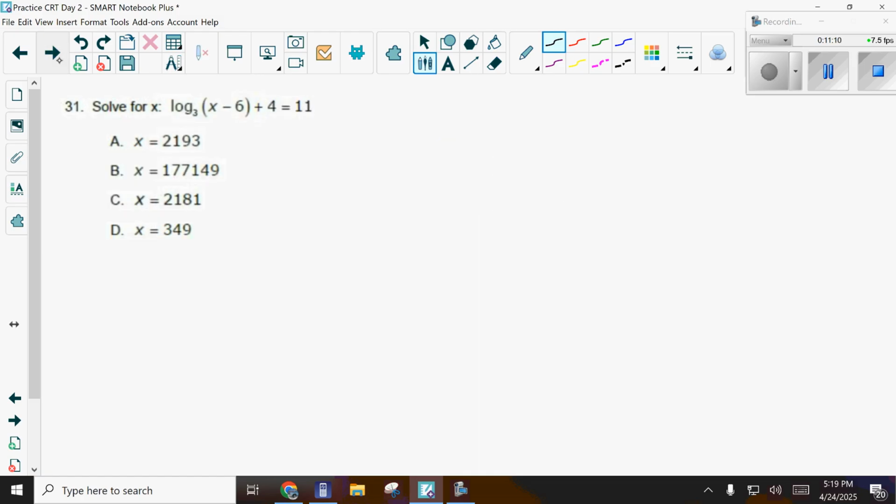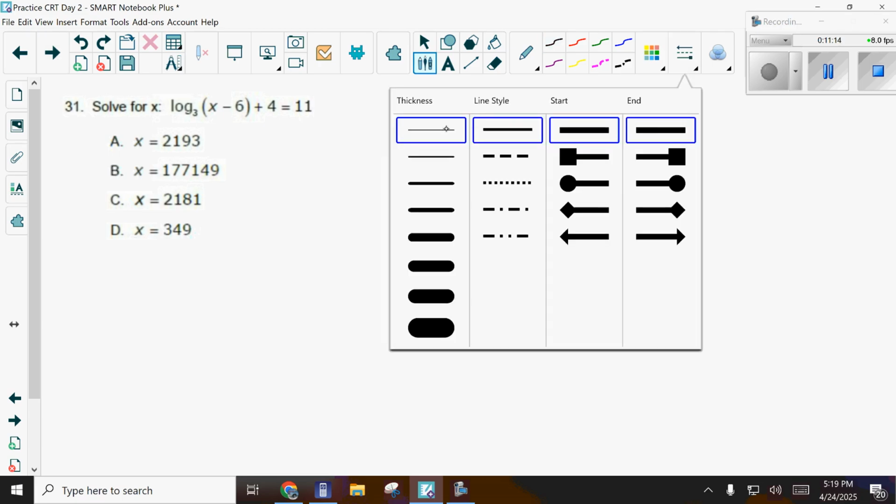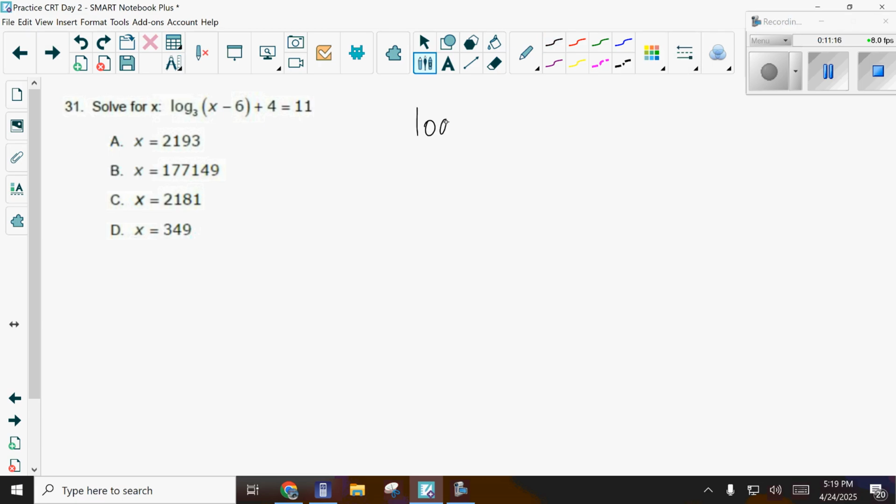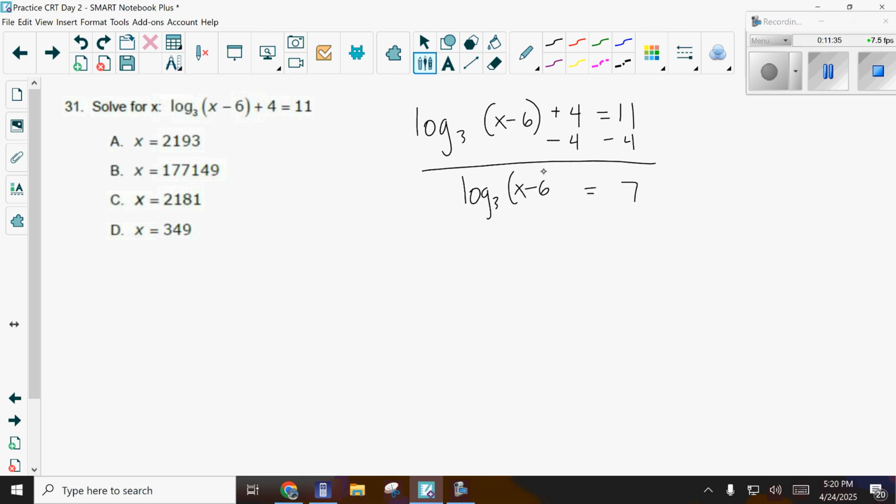Number 31 says, solve for x. So this one is a log problem. The main idea on a log is you want to try to get the log by itself. So I'm going to do log base 3 of x minus 6, plus 4 equals 11. First thing I'm going to do is get rid of the 4. I'll subtract 4 from both sides, and that's going to give me a 7 right here. And I have log base 3 of x minus 6. Now that x is inside of the log, I can't touch it.